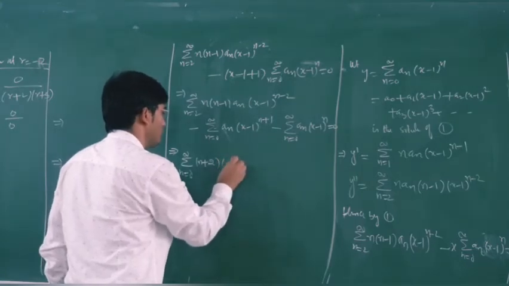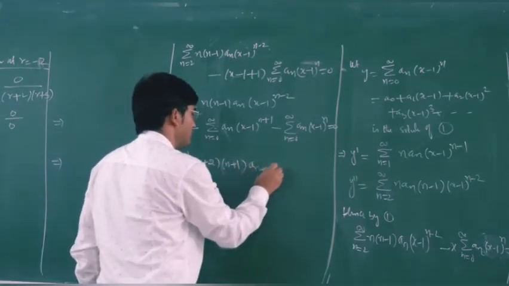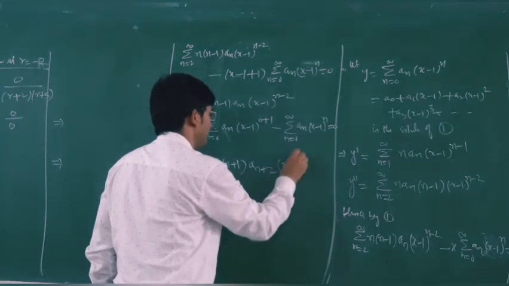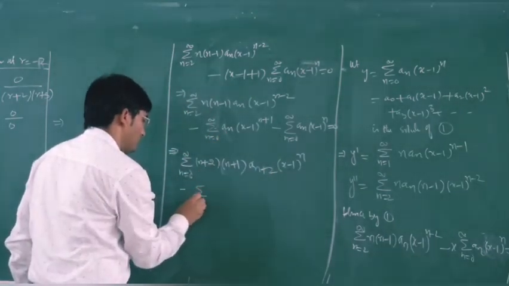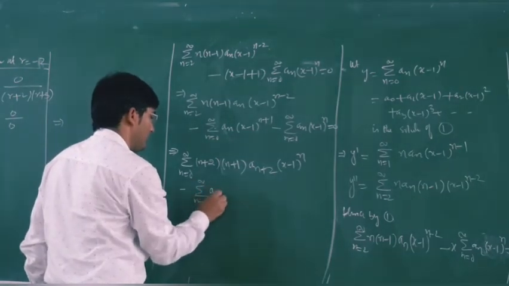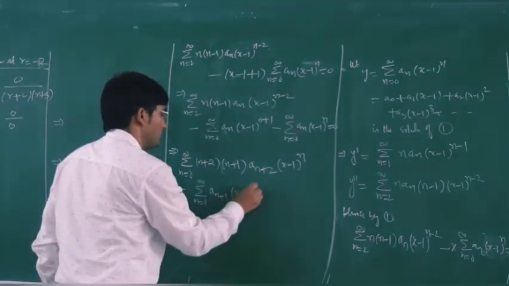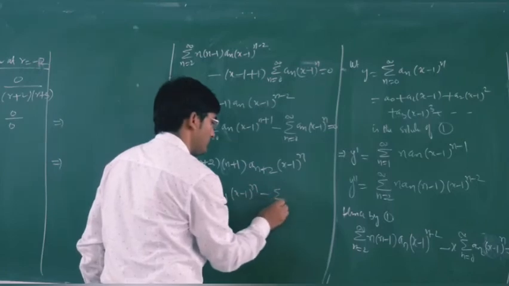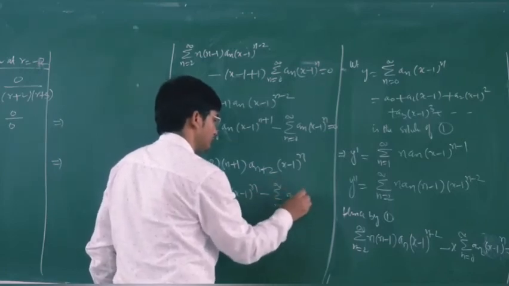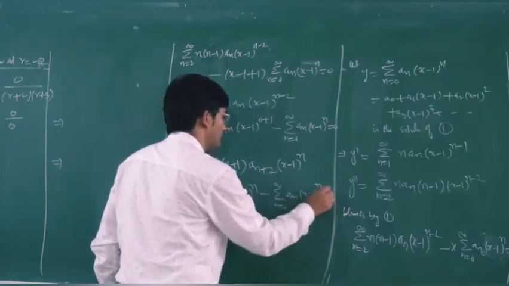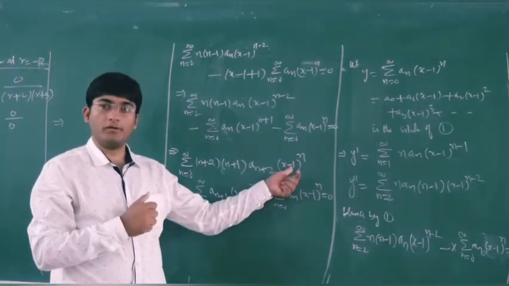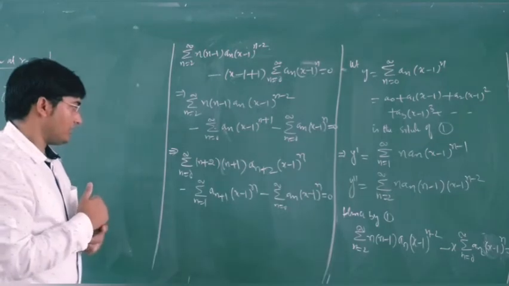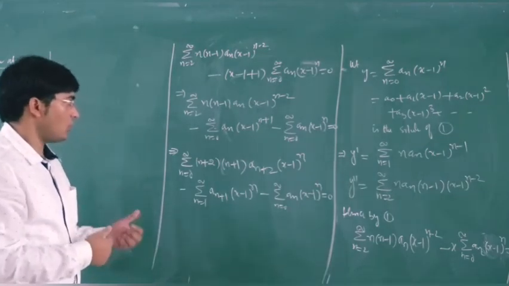So we have these two terms. Then we will have n plus 2, now we have power n. Replace your n by n minus 1. So we have the summation n equal to 1 to infinity, a n plus 1, then we have x minus 1 power n, and the last term is as it is. Now here you can see that all the powers are common. Now let us make all the summation common.